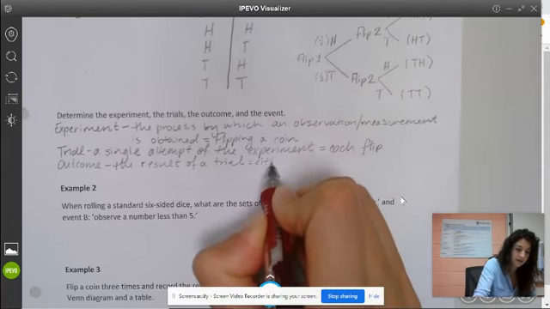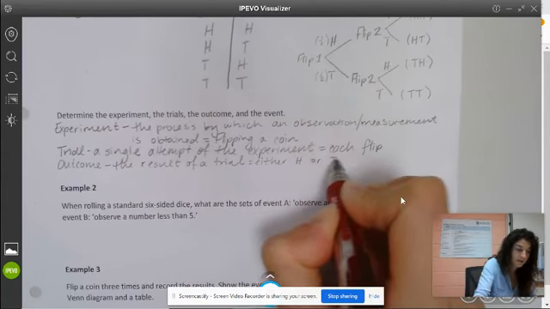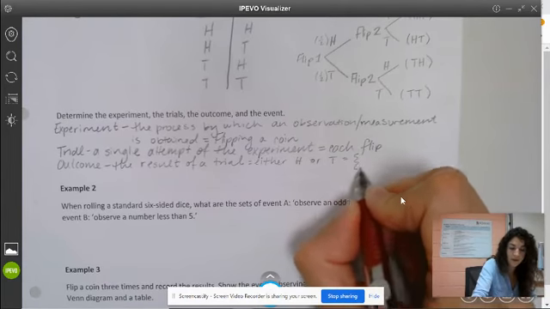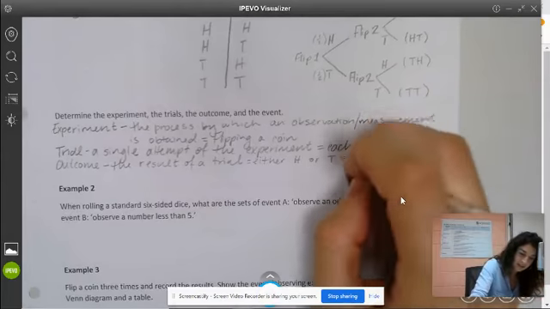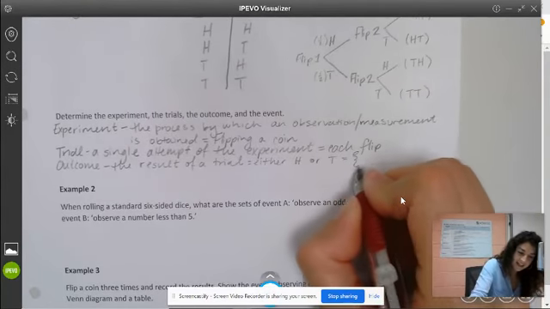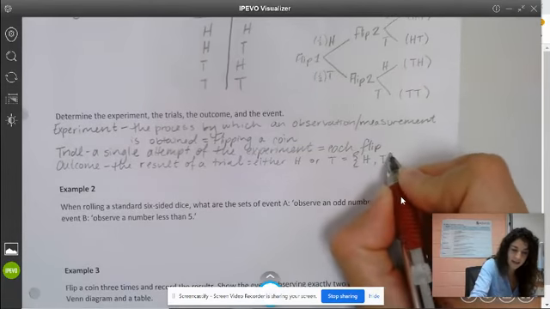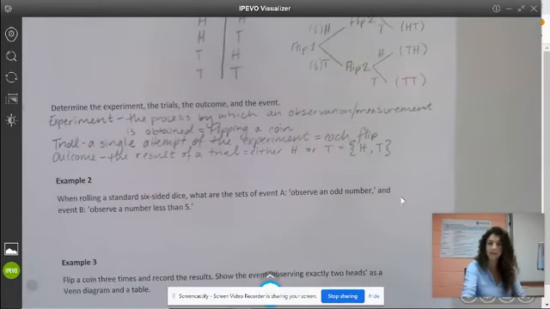So either heads or tails. So the outcome you could represent as a set. That's the worst curly bracket I've ever done. It's either heads, comma, separating the elements in the set, or tails. So those could be the possible outcomes.